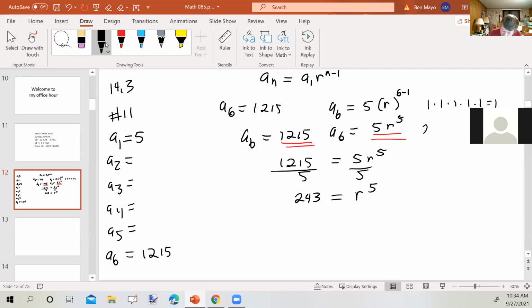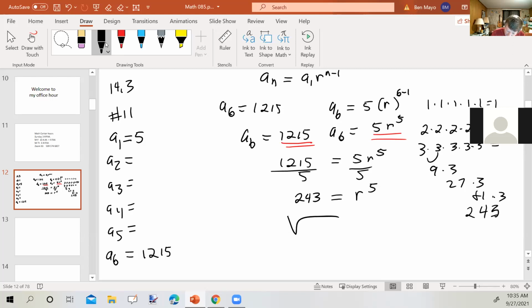So it's not 1. How about 2? 2 times 2 times 2 times 2 times 2. 2 times 2 is 4, times 2 is 8, times 2 is 16, times 2 is 32. How about 3? 3 times 3 is 9, times 3 is 27, times 3 is 81, times 3 is 243. So if we take the 5th root of r to the 5th and the 5th root of 243, we get r equals 3.